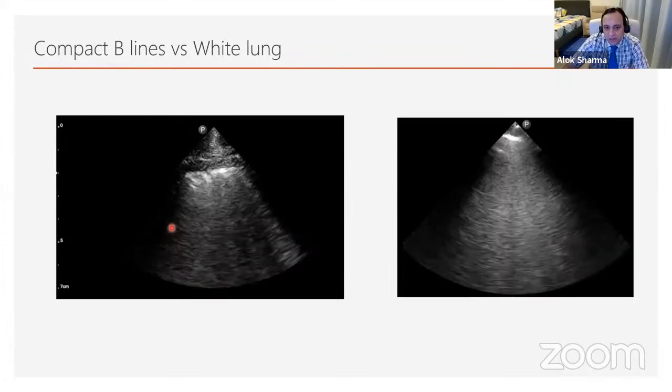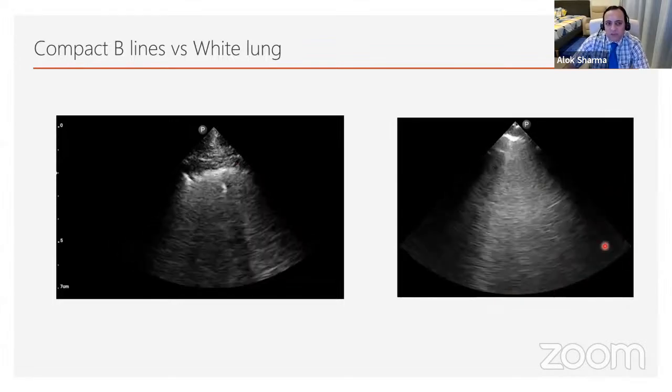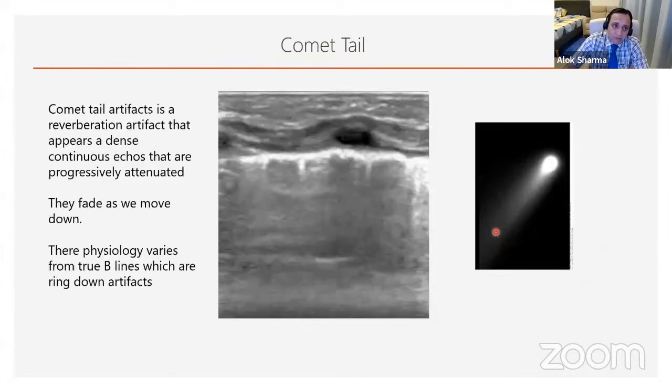So you can see as alveolar interstitial syndrome progresses, you end up with this white lung appearance. But for the definition of white lung appearance, you should see this in every lung field. Now, what is the difference between a B-line and a comet tail artifact? A comet tail artifact classically takes its origin from the pleural line, but it will not go all the way to the bottom and it will gradually fade.